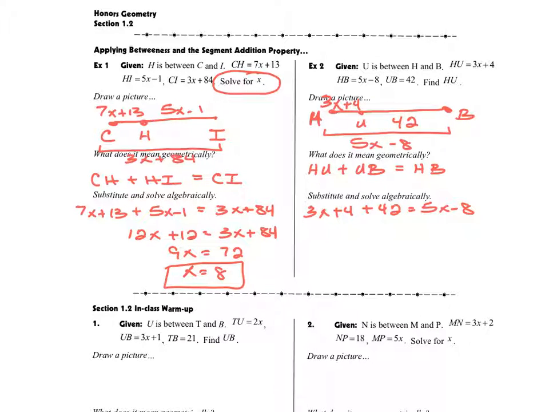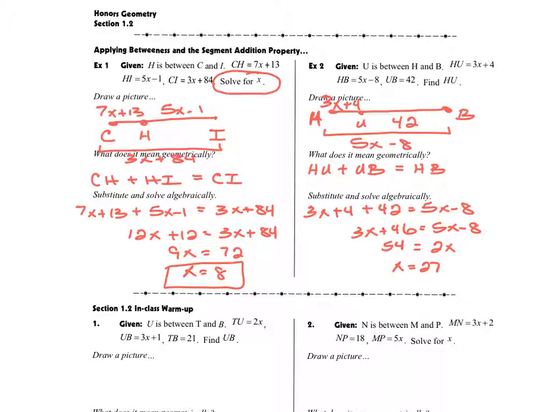Now I just do my algebra. So I've got my 3x plus my 46, my 5x minus 8. In this case, I'm going to choose to move my 3x to the right, so I get a 2x over here. I'm going to add my 8 to the other side. That's going to give me a 54 there. And my x is 27.